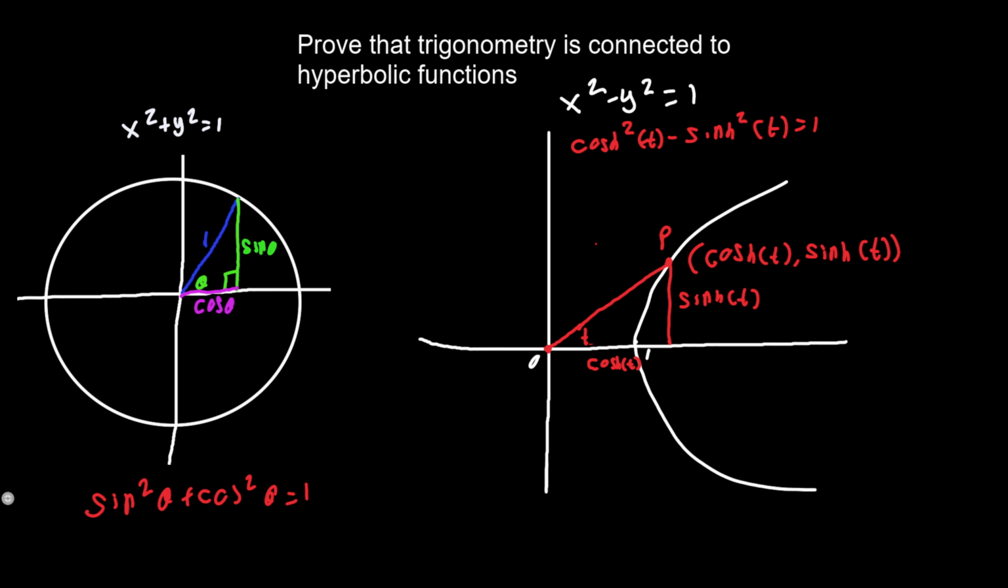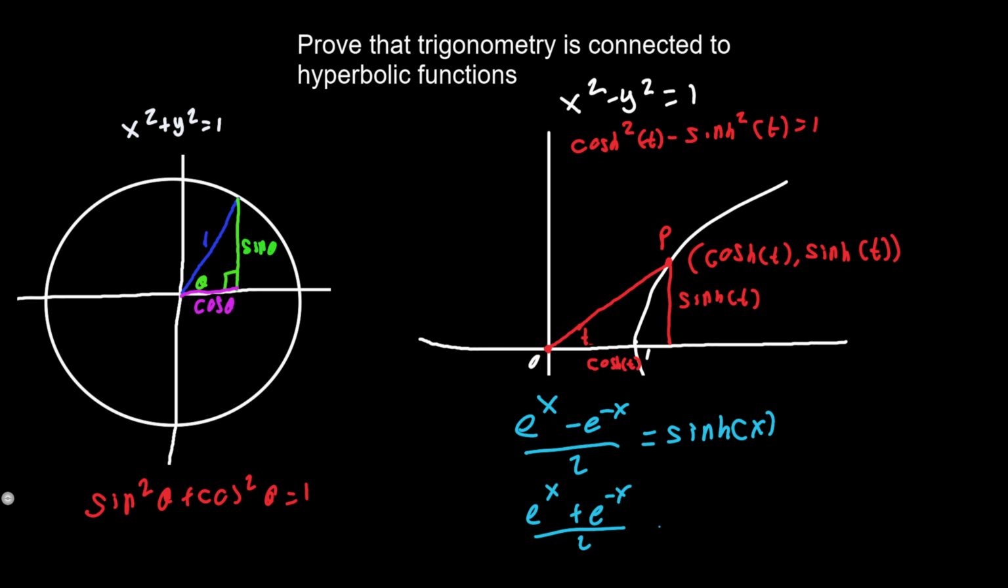they connect in the fact that cosh and sinh are pretty much expressible as exponential functions like e to the x. So let's say here we have (e to the x minus e to the negative x) over 2 is equal to sinh of x, and (e to the x plus e to the negative x) over 2 is equal to cosh of x.